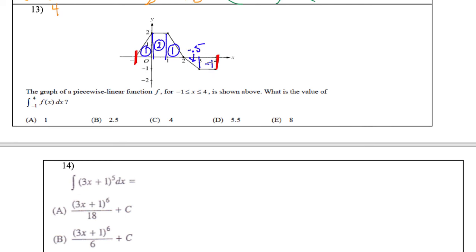Are we okay finding areas? We're good? All right, and then, so 1 plus 2 plus 1 is 4, so 4 minus 1.5 is 2.5. B.